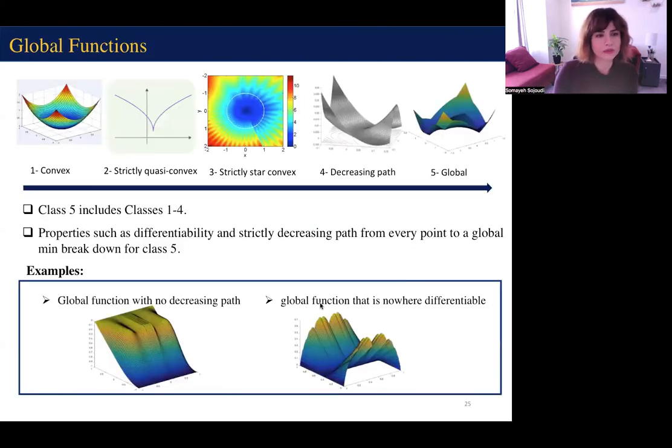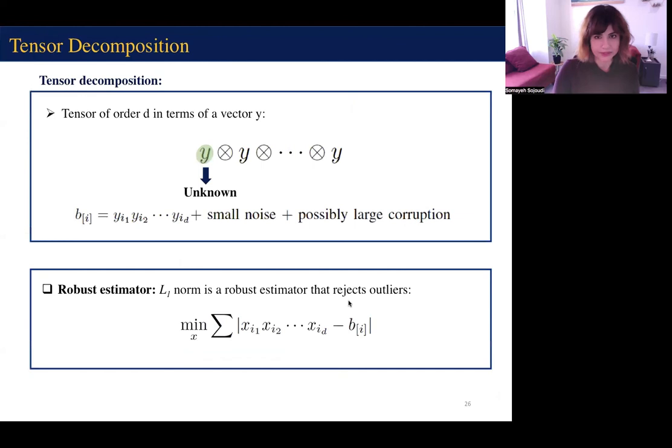Now let's contrast the class of global functions with 4 well-known classes of functions. These are convex, quasi-convex, star-convex, and decreasing path. Note that the global functions include all these 4 classes of functions, but the nice properties we have for these 4 classes, like differentiability and a strictly decreasing path from every point to a global minimum, break down for global functions. And there exist non-trivial examples that prove this. We've studied several properties of global functions and used them to study some important problems that appear in machine learning.